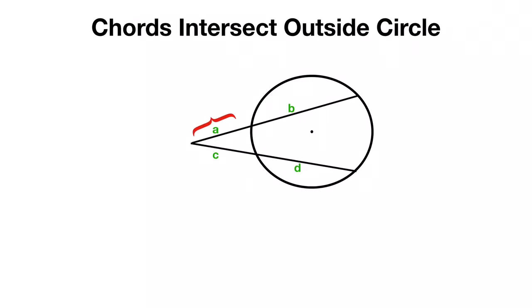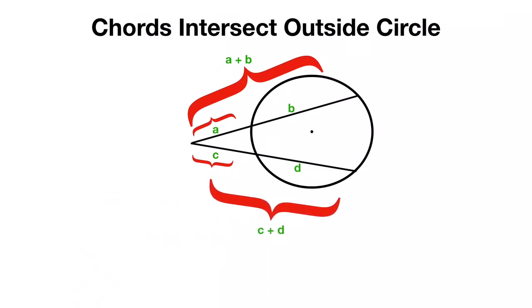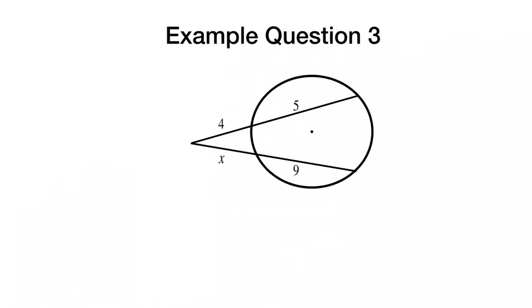The external segment times the entire segment length equals the external segment times the entire segment length. So it's A times A plus B equals C times C plus D. In this example, we have two secants intersecting outside the circle. So we have to remember that it's the outside segment times the entire length of the secant segment, equals this outside segment times that entire length.